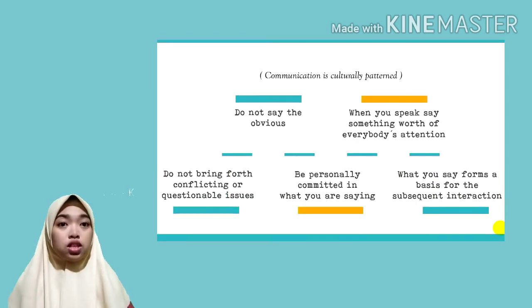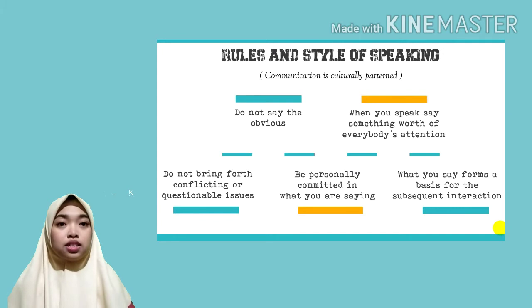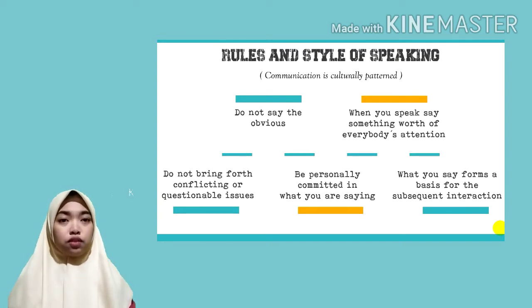In the common rules, there are 5 rules and styles of speaking. Communication is culturally patterned. The first is, don't be so obvious. The second, when you speak, say something worth everybody's attention. Third, don't be forward about conflicting and questionable issues. The fourth is, be committed to your saying. And the last, what you say forms a basis for the subsequent interaction.